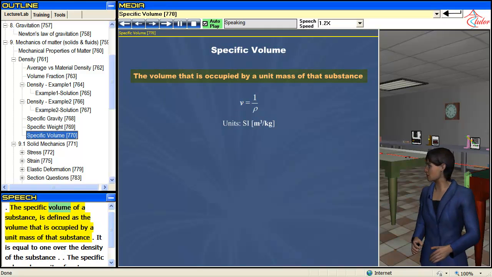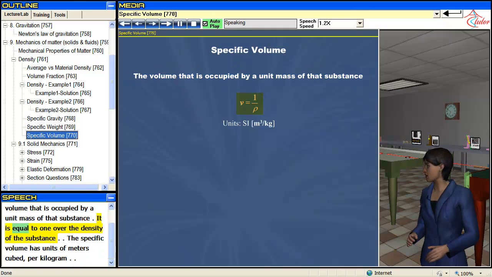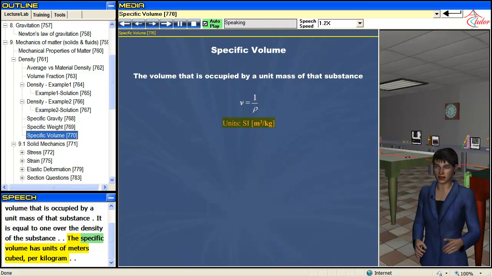The specific volume of a substance is defined as the volume that is occupied by a unit mass of that substance. It is equal to 1 over the density of the substance. The specific volume has units of meter cube per kilogram.